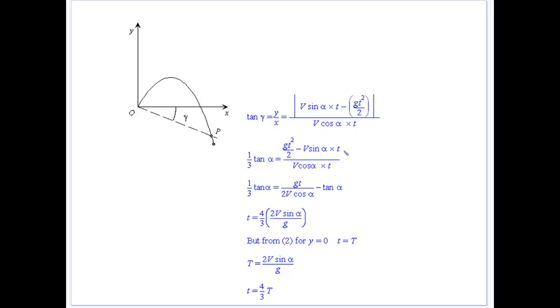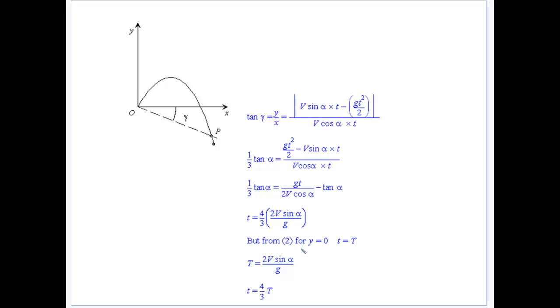And we know because it's below the axis, y would be negative. So that's where we get gt squared on 2 minus v sine alpha times t. And so we've got our 1/3 tan alpha. We manipulate our equation through here. We just do all the algebra that's involved. We get gt over 2v cos alpha minus tan alpha, which we're going to add on both sides, gives us 4 on 3 tan alpha. We're going to multiply through by 2v cos alpha and divide by g to get t by itself. So we get the cos starting to cancel with the tan, so it gives us the sine alpha, the g's on the bottom, we got our 2v on top.